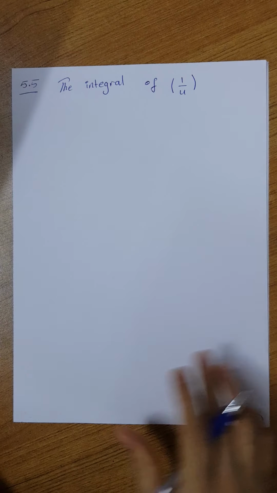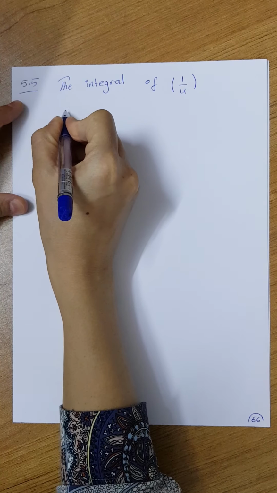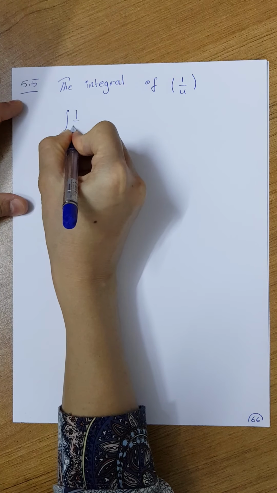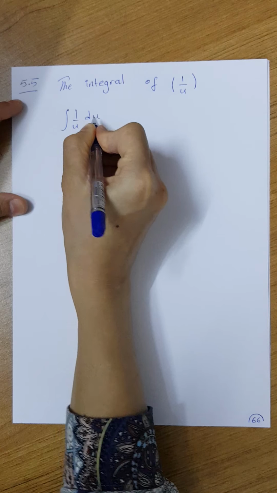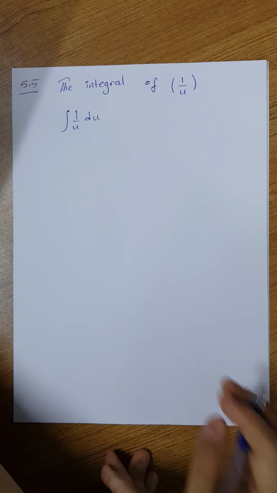Today we are reaching section 5 of chapter 5. It is about the integral of 1 over u du. How do we integrate that function that we have got?